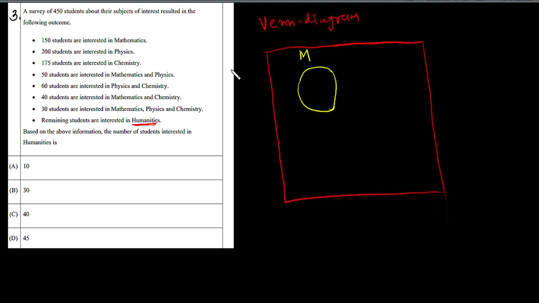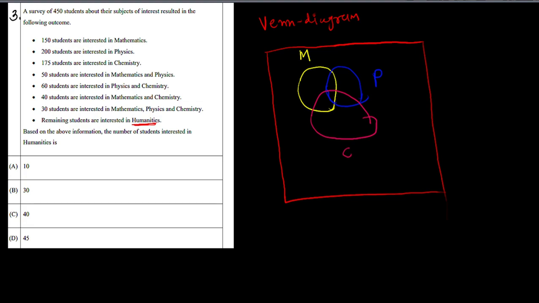Now here the second subject is physics, so I can draw the second circle in this way to represent the second subject which is physics, so I can put capital P there. And now the third circle represents chemistry, so I have to draw the third circle in this way to represent the subject chemistry. Simply I can say capital C. So now here we have given the data.